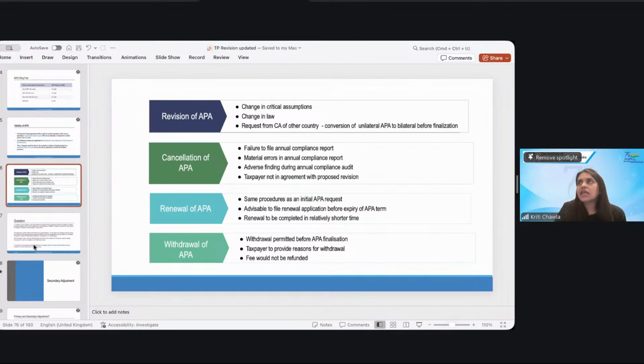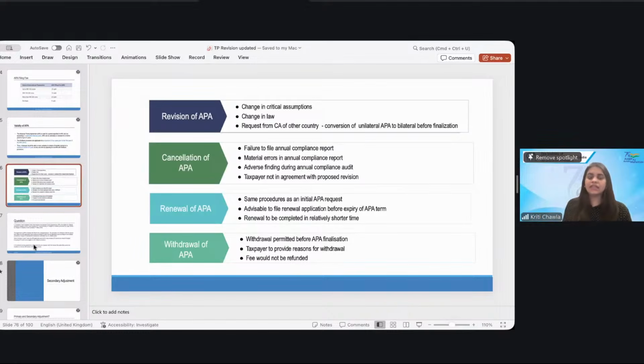Now, the point is, APA is taken for a maximum period of 9 years. Is there a renewal of APA which is possible? Yes, there is renewal of APA that can be possible. It is going to be the same procedures as the initial APA request, but it is advisable to file the renewal application before the expiry, because renewal is to be completed in a relatively shorter time frame. So APA can be renewed also.